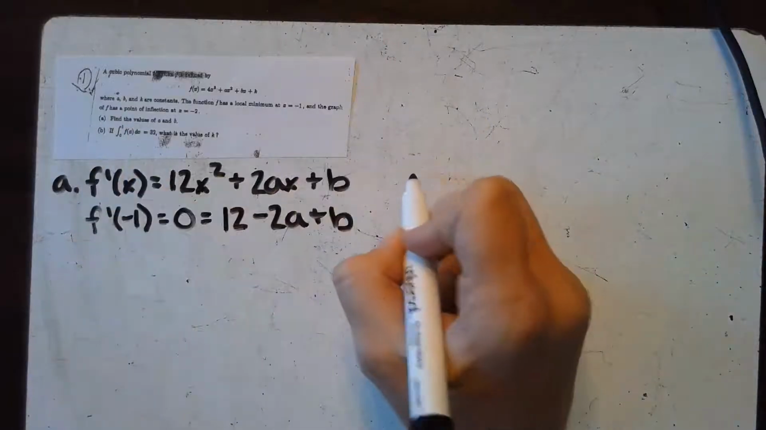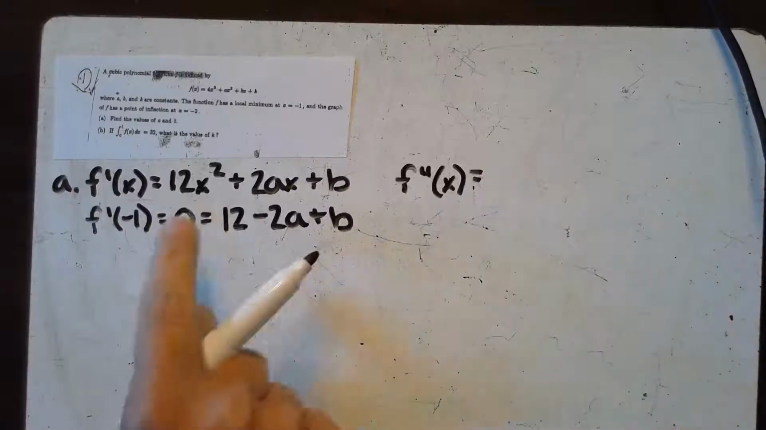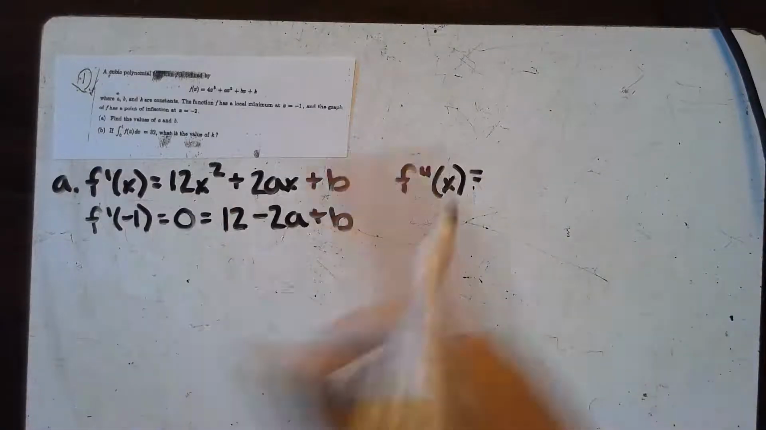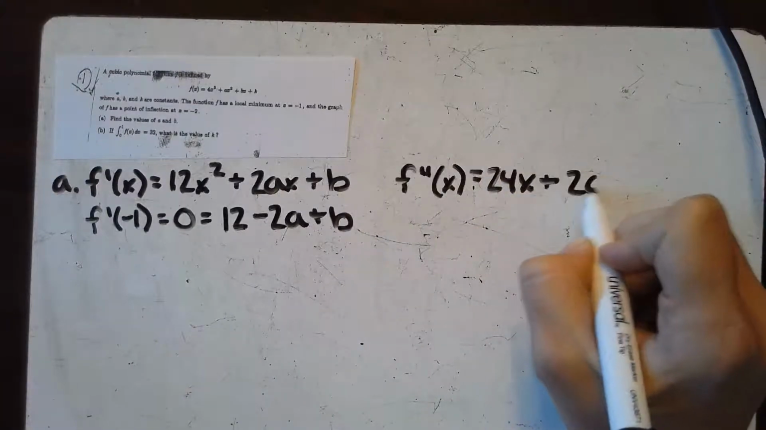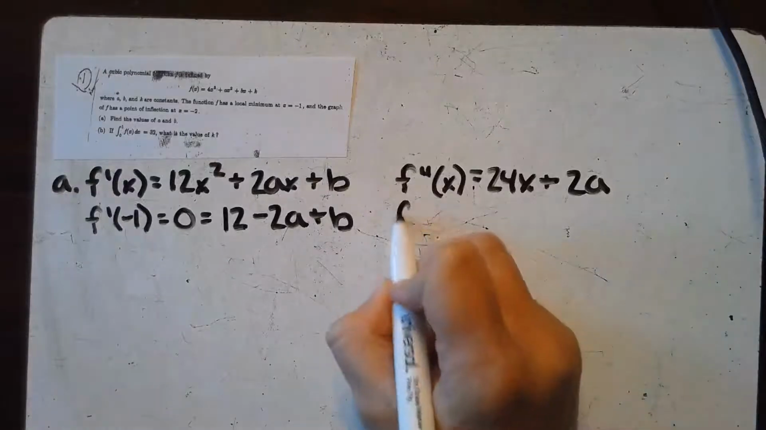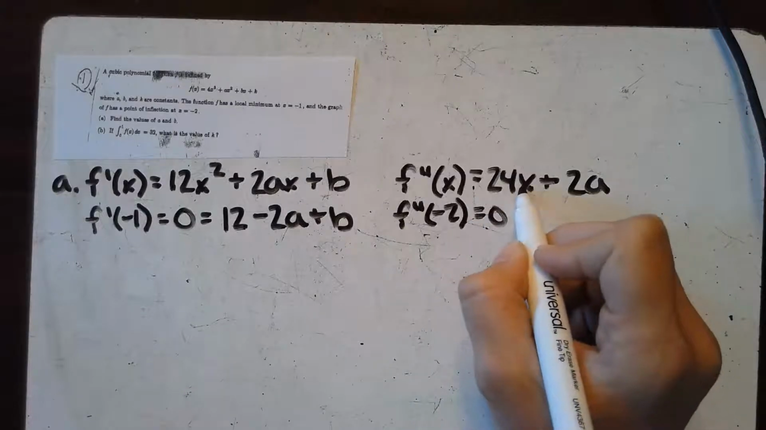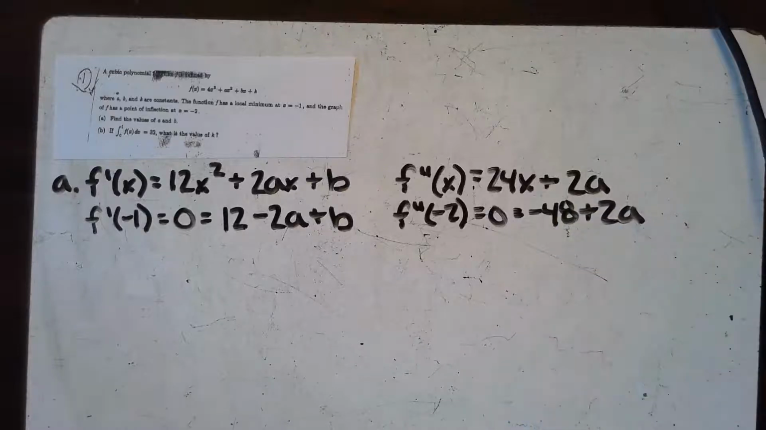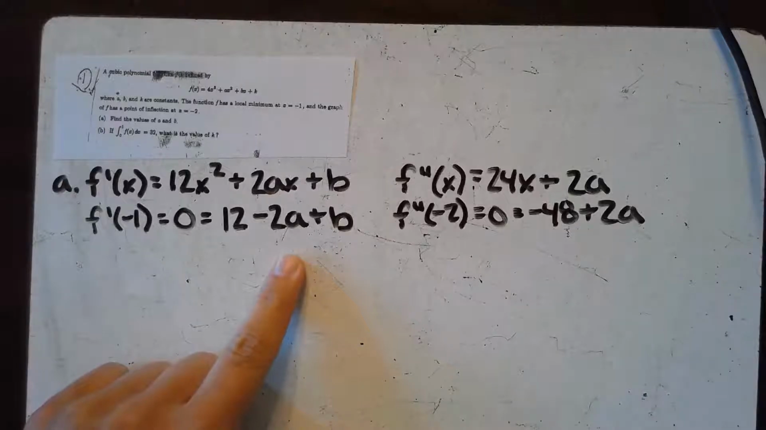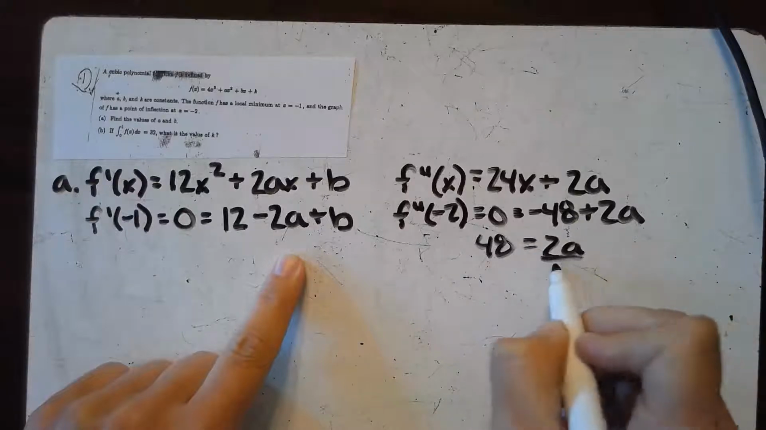Now, the inflection point, think about what that is. That's when the second derivative equals 0. So I've got to find the second derivative now. That's going to be 24x plus 2a. And we know here, when we plug in -2, it should equal 0. So when I plug in -2 here, that gives me -48 plus 2a. And I have something I can solve for a, and then I can plug it back in here to solve for b. So here I'm going to add the 48 over, equals 2a, and divide by 2.